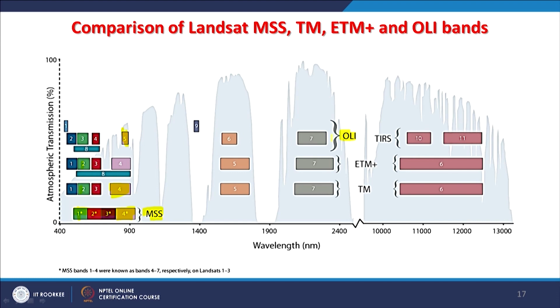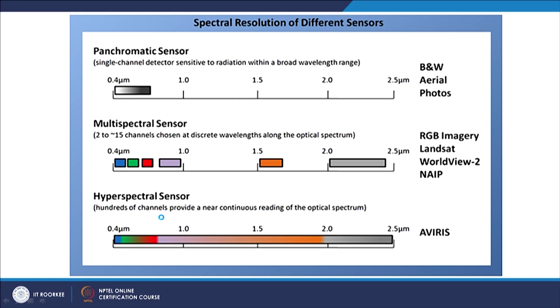So, that means we can say in the OLI series of Landsat 8 OLI, the bands have higher spectral resolution compared to the Landsat 1 MSS sensor. So, narrower the band, higher the spectral resolution.